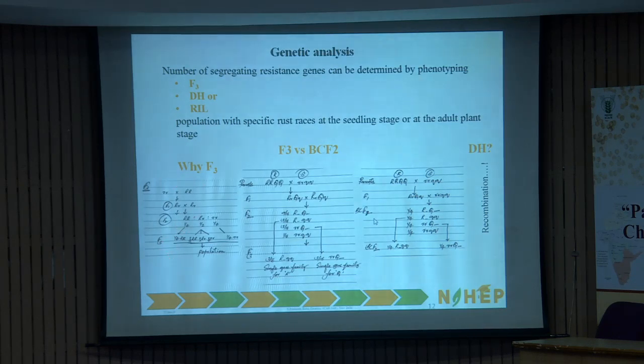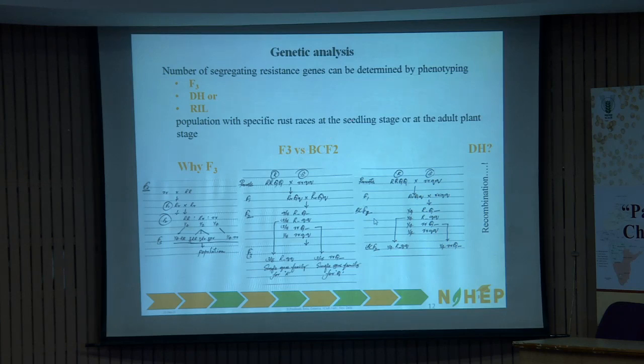Because you will be having one homozygous resistant if a single gene is there, and a few F2 plants will be segregating 1:1, and you will be having a susceptible. It's a very easy one. So when you compare F3 and BC1 F2, there are two things.